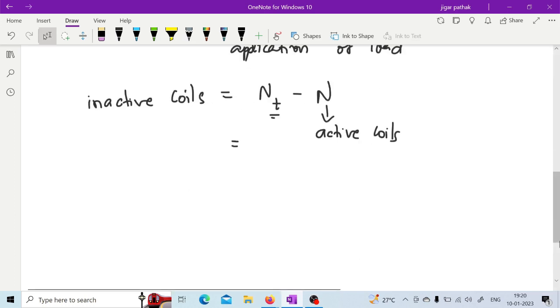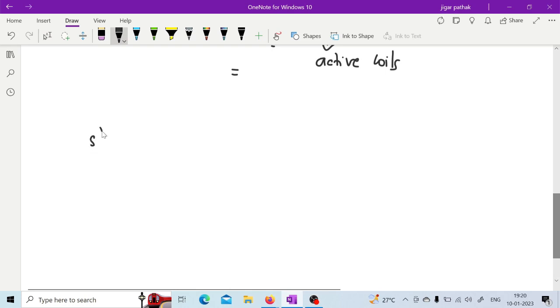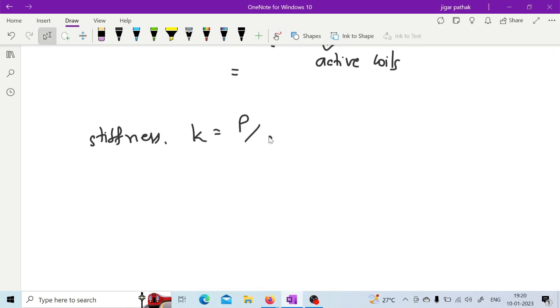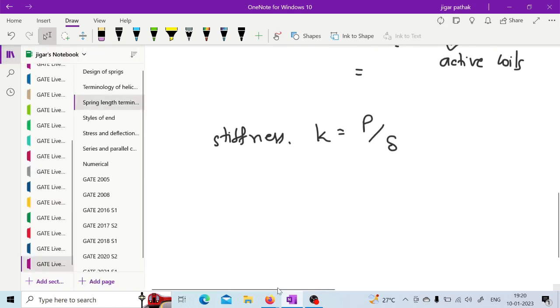Now in case of a spring, one more important term is stiffness, right? So this stiffness is nothing but load per unit deflection, right? So these are some of the basic terms and terminology related to the helical spring, right?